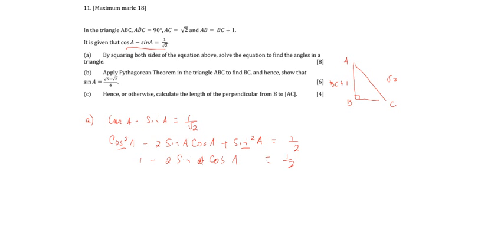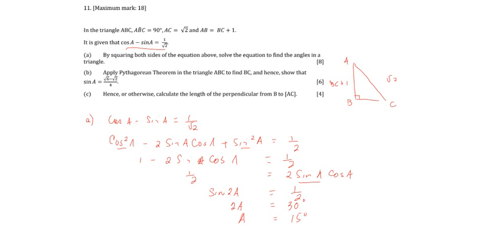And this could be written as 1 minus 1 half is 1 half equals 2 sine A cosine A. And this is another identity, the double angle identity, which is equal to sine 2A. So we're saying that sine 2A equals 1 half. So we look for the measurement of the angle. So 2A is arc sine of 1 half, which is 30 degrees. Therefore, our A here is 15 degrees.